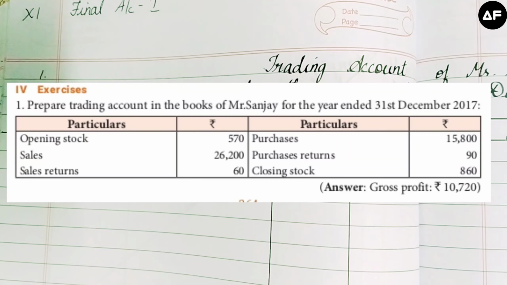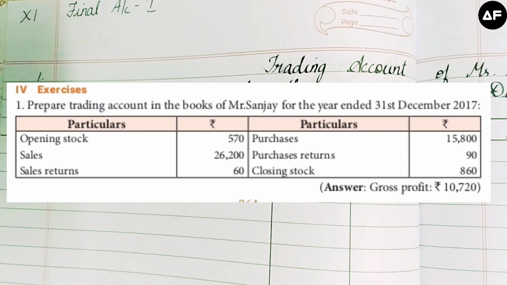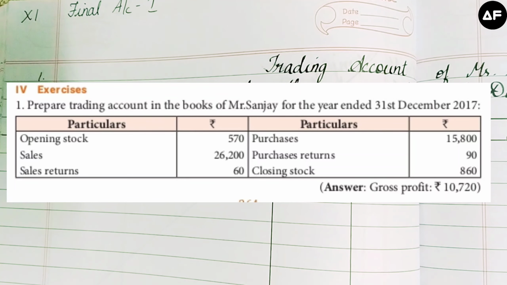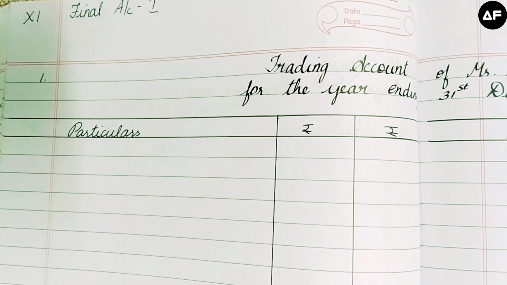Let's have a look at sum number 1 of Standard 11 Samacheer textbook from Final Accounts 1 chapter. The sum goes as: prepare trading account in the books of Mr. Sanjay for the year ended 31st December 2017. They have given the opening stock, sales, sales return, purchases, purchase return, closing stock. With the information given, we are going to start off with the trading account of Mr. Sanjay.